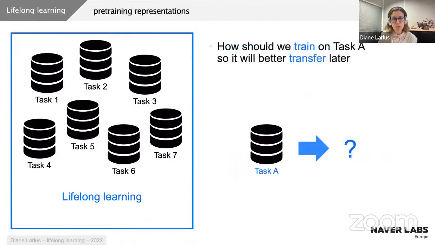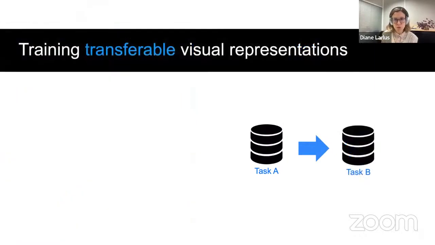And for the first part of this presentation, I'd like to go even one step further. So let's consider task A, and let's use it as a pretext task, not that we want to solve, but a pretext task to build representations, which by design will transfer to a task that is still unknown. So this is what I'm going to call training transferable visual representations. And that's what I would like to discuss now.